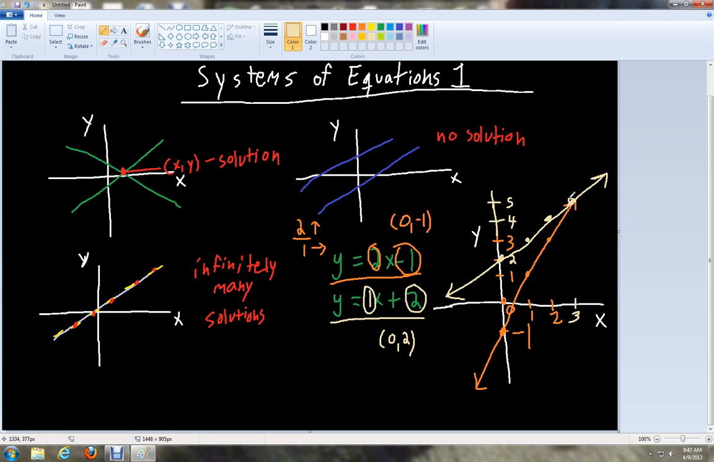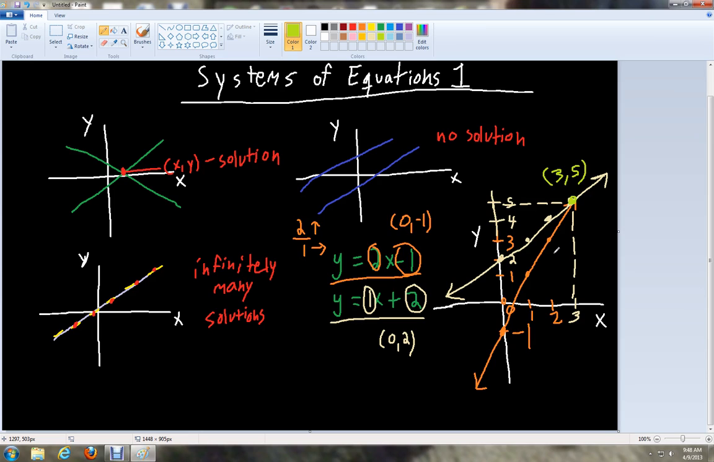Okay, so we can see where these two lines actually meet. There's a point of intersection where they meet, and it looks like the ordered pair has an x value of 3 and a y value of 5. So (3, 5) would be the ordered pair.